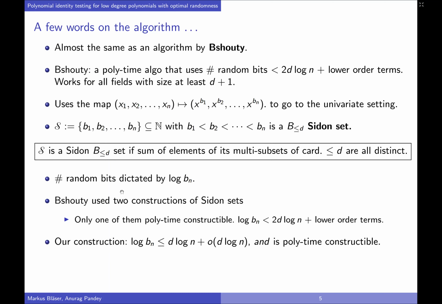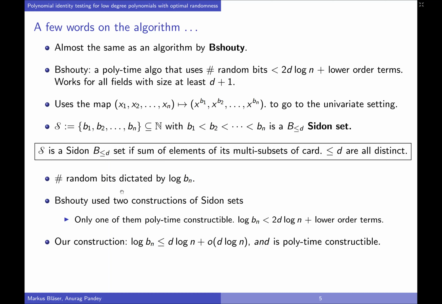You try the log of the primes, but the problem is that they are not natural numbers, so you need to make them integers somehow to make them work. If you make them integers in a naive way by just taking the ceiling, then many of these sums of elements of multi-subsets will start colliding. So then you need to spread them out sufficiently apart so that it works.